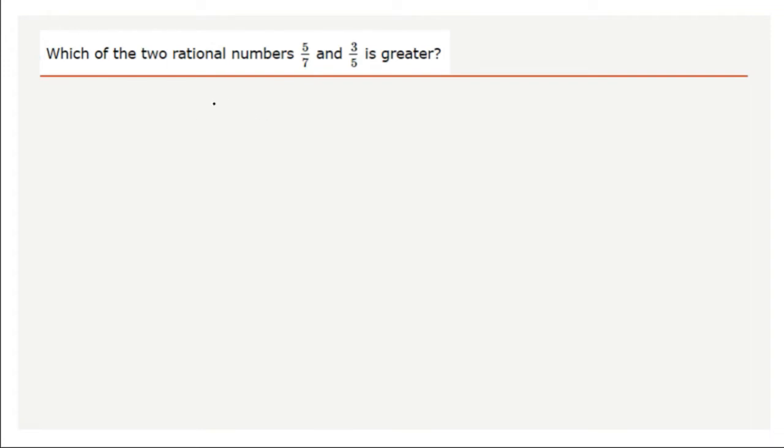Now let us compare these two rational numbers, 5 upon 7 and 3 upon 5. So what I do is, I will multiply the numerator of the first rational number with the denominator of the next. Then I'll multiply the denominator of the first rational number with the numerator of the next. So what I get is 25, and here I get 21. It's very clear that 25 is larger compared to 21. I can say that 5 upon 7 is larger than 3 upon 5.